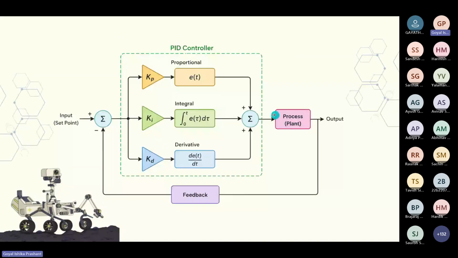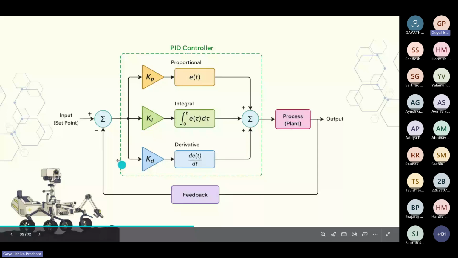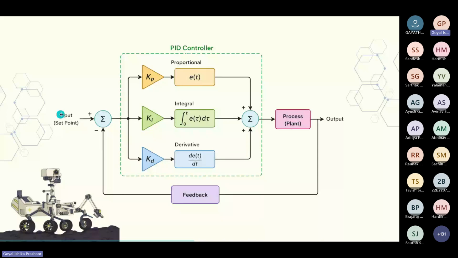So getting back to our diagram, first we put in the input, which was a set point or the reference. We pass it through these three controls, add them all up to give us a final output, which is then used as feedback. And then this feedback and the input are used to calculate the error, and the cycle continues. So let's understand this with the help of a simulation.